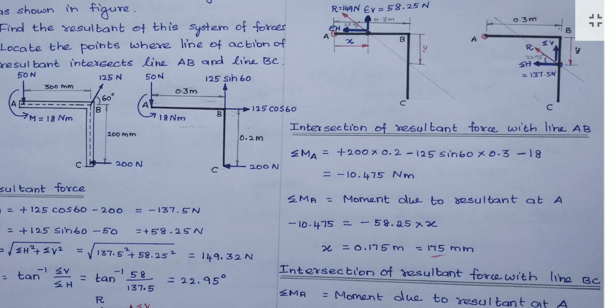The upward force, in which direction will it rotate? It is hinged at A, so when the upward force is acting, it will rotate in anti-clockwise direction, so minus. The sigma V value we already found, 58.25, into the distance to the fixed point, x. We already found the algebraic sum, so equate these two and we will get 0.175 meter. Converting into millimeter, multiply by 1000, we get 175 millimeter. So now we found the value of x.